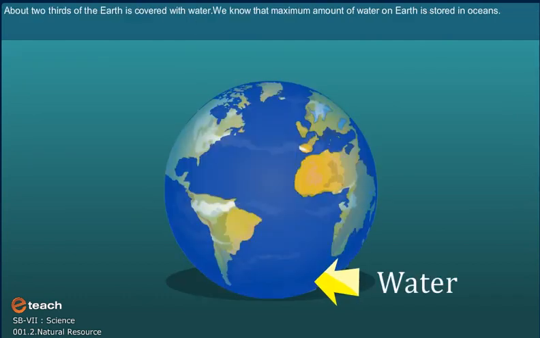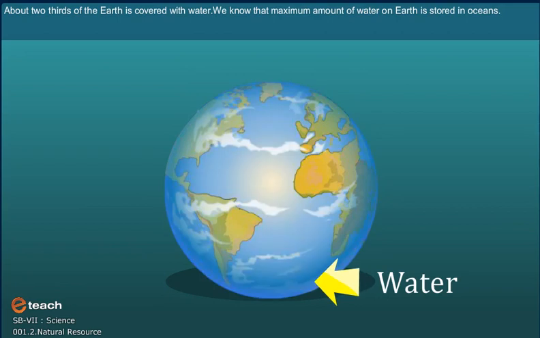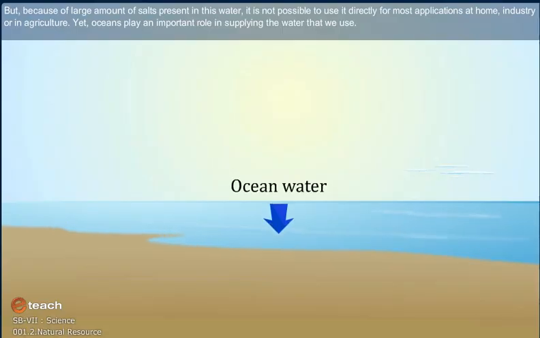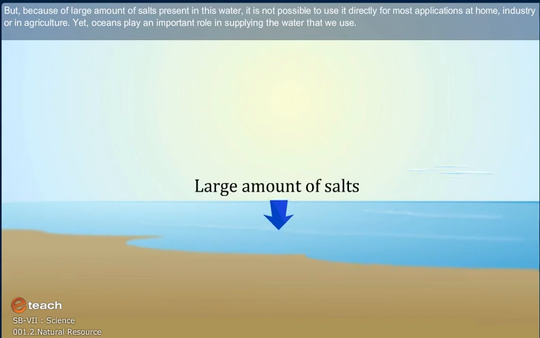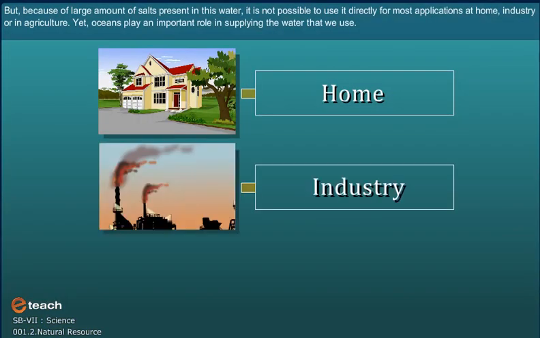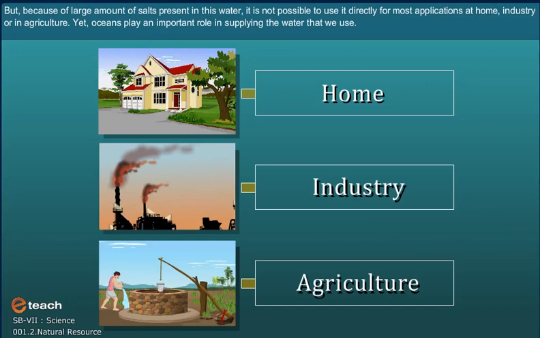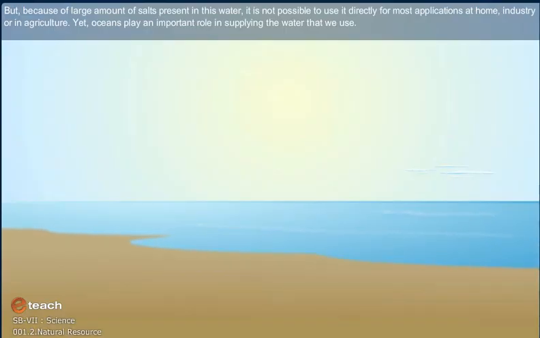About 2/3 of the earth is covered with water. We know that the maximum amount of water on earth is stored in oceans. But because of the large amount of salts present in this water, it is not possible to use it directly for most applications at home, industry, or in agriculture. Yet, oceans play an important role in supplying the water that we use.